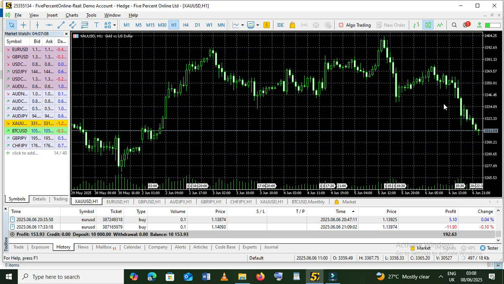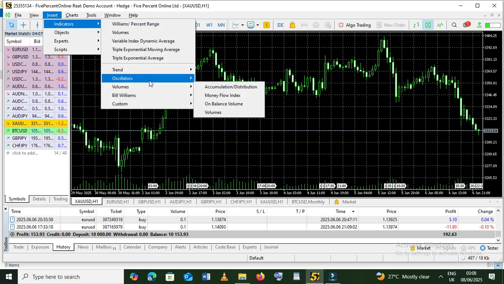Then what are oscillators? I've said that trend indicators are those indicators that follow the direction of the market. Now, what is an oscillator? Oscillators are those indicators used to measure the strength, the signal of that movement or the momentum of that particular movement. So let's click on insert, click on indicator, we'll go to oscillator.